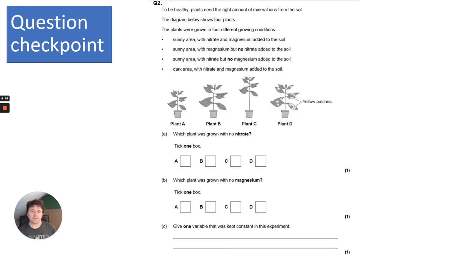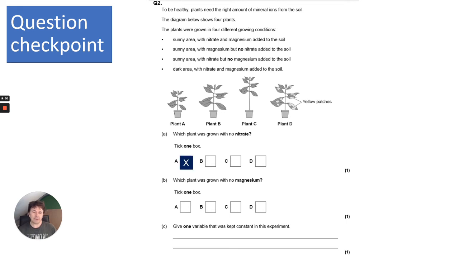Okay, so again, we're getting to more difficult questions now. So I'd like you to pause, read and answer in 3, 2, 1. Right, so they give you lots of information. It's important to read the information, and to underline things as well. It talks about the plants being grown in 4 different growing conditions, but they don't really say which one is which. So it says which plant was grown with no nitrates. So that's checking that you know that nitrates stunt growth.